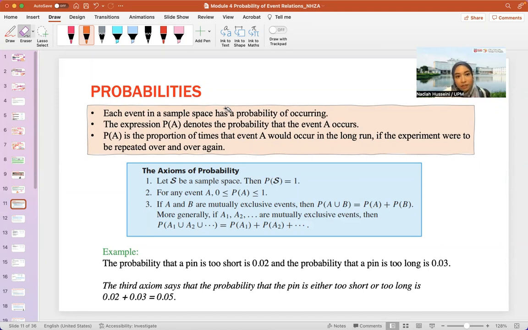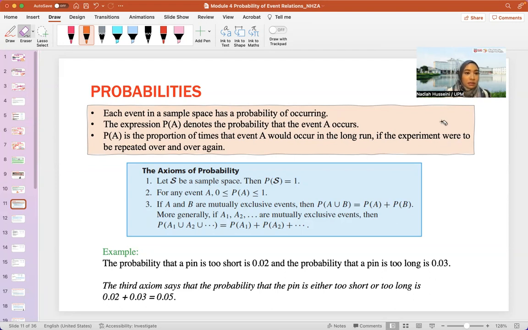If we repeat that experiment many, many times, we would find out which outcome would be picked the most compared to the outcome that is not picked the most. So that determines your probability. So the expression P(A) denotes the probability that event A occurs over many, many experiments. P(A) is the proportion of times that event A would occur in the long run if the experiment were to be repeated over and over again.